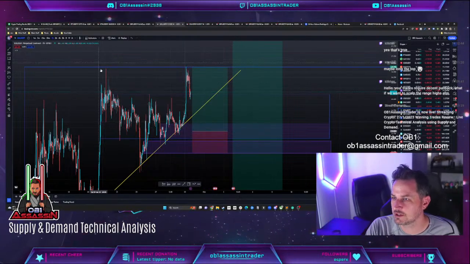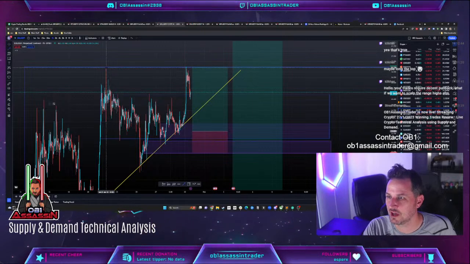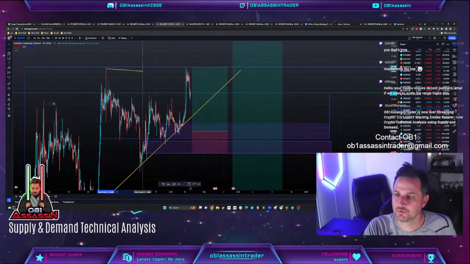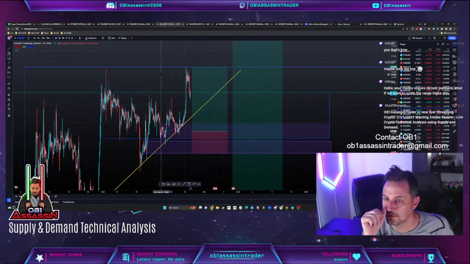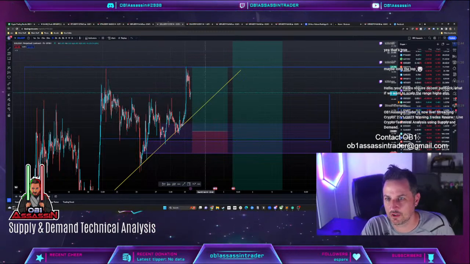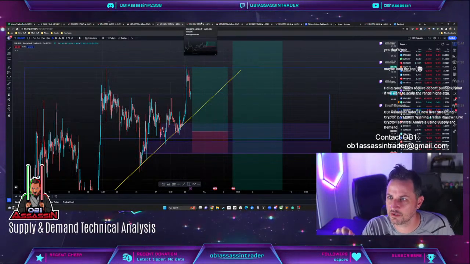You might say this particular structure here is the top of this structure, but it's not. It's actually broken free. So now we're going to see where it takes us, and then with the new structure that forms, we can be looking at shorts. But shorting when everything's bullish, not a great idea.